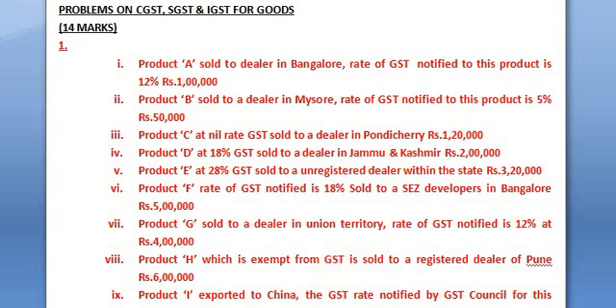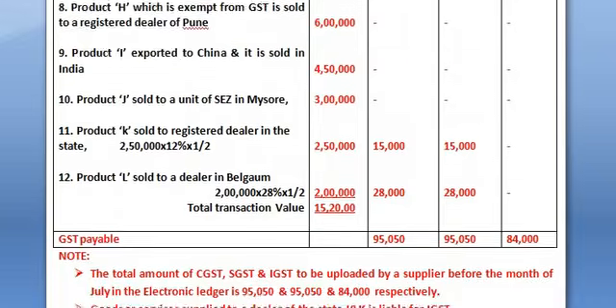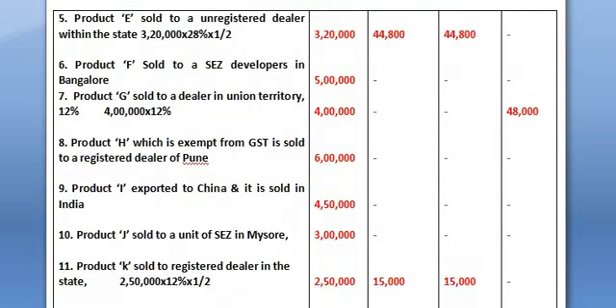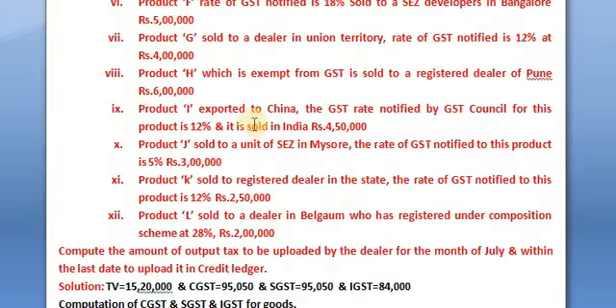And next, product H we discussed. Now let us discuss product I. Product I exported to China. The GST rate notified by GST Council for this product is 12%, and it is sold in India again. So whether we have exported and again it has been imported and sold in India, once it is exported, as I told, exports and imports don't come under GST. It is exempted from calculation of GST. Exports and imports don't come under GST, they come under central sales tax.